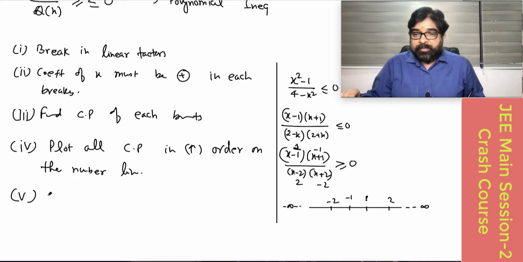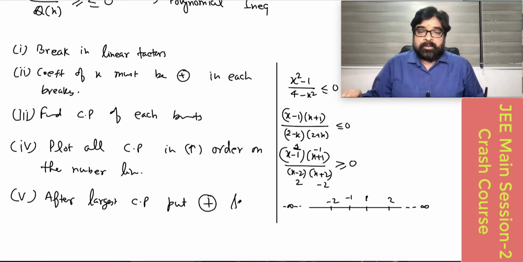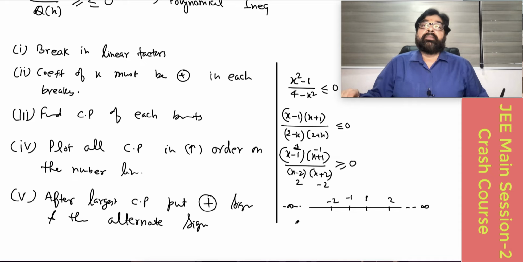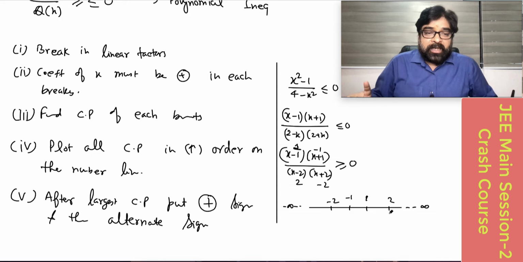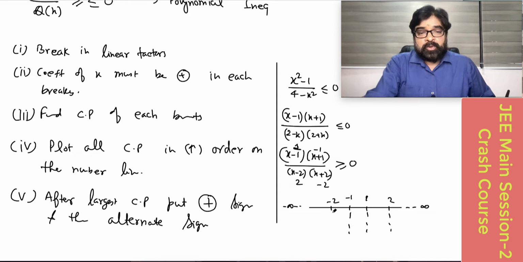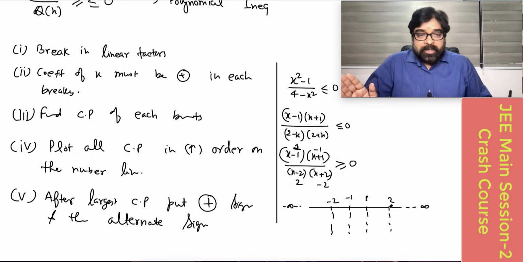And the last step. After the largest critical point, put a positive sign and then alternate signs. What is the largest critical point here? 2. I have just broken it into pieces. This is the area after 2. This is the area between 1 and 2. This is the area between minus 1 and 1. This is between minus 2 and minus 1.